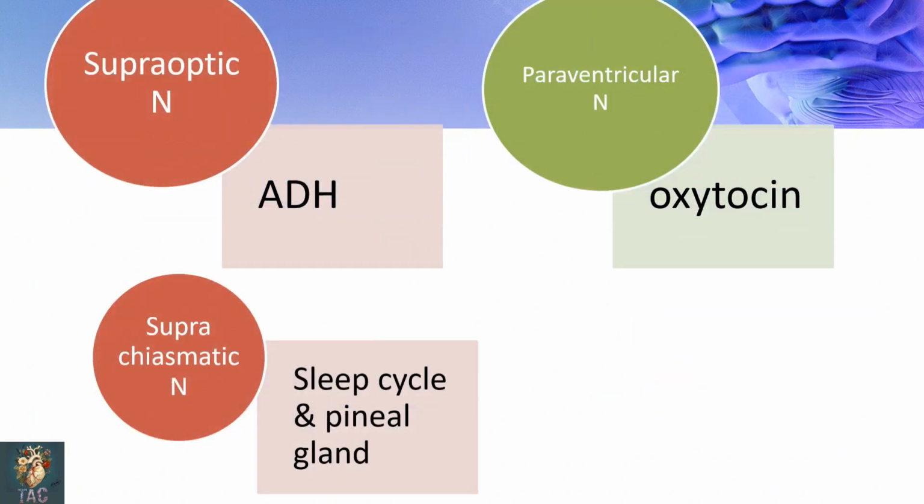Now the nuclei which are related with the posterior pituitary are the supraoptic nucleus, the paraventricular nucleus and the suprachiasmatic nucleus. The supraoptic nucleus causes release of ADH, the paraventricular nucleus causes release of oxytocin, and the suprachiasmatic nucleus is very important, it has a relationship with the pineal gland and it is important in maintenance of the sleep cycle.